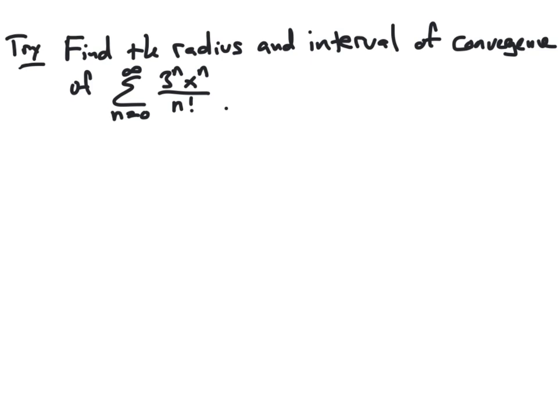If you'd like to try an example similar to the previous examples, pause the video and try to find the radius and interval of convergence of the series from n equals 0 to infinity of 3 to the n times x to the n over n factorial. Resume the video and see the full solution in a few seconds.